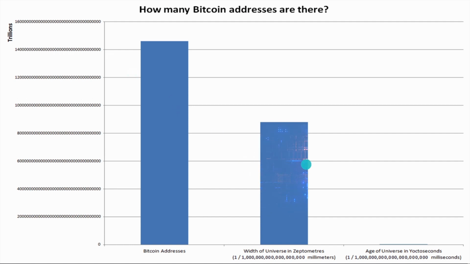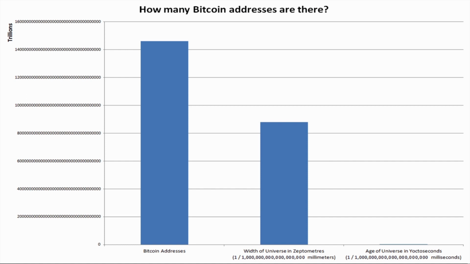This is the width of the universe in septometers. And 1 septometer is 1 divided by 1 sextillion millimeters. Sextillion is this huge number at the bottom here. And this is the age of the universe in yoctoseconds. And 1 yoctosecond is 1 divided by 1 septillion milliseconds. Septillion being this huge number here, even 1,000 times larger than the previous number. So that should clearly give you some perspective on how insanely large that number is.